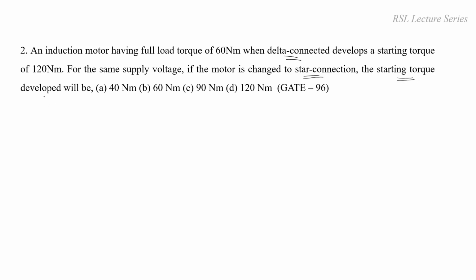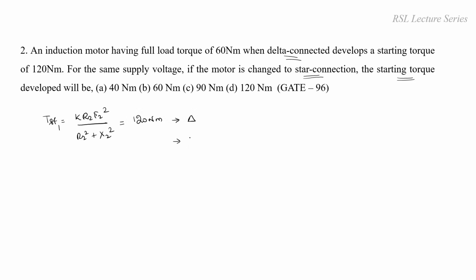During starting, slip is equal to 1. So the starting torque can be written as K into R2 into E2 square divided by R2 square plus X2 square. This is the formula for starting torque. In the first case, for the delta connected winding, this starting torque is given as 120 Newton meter.